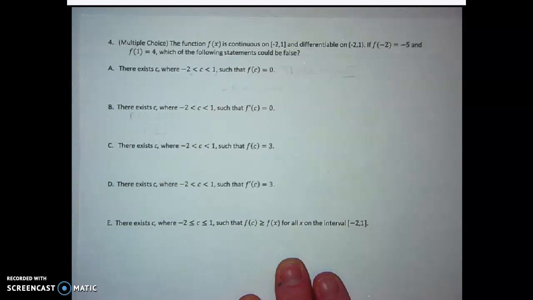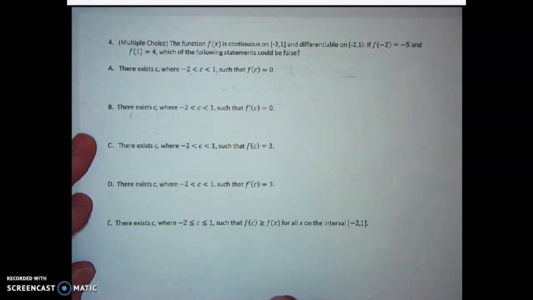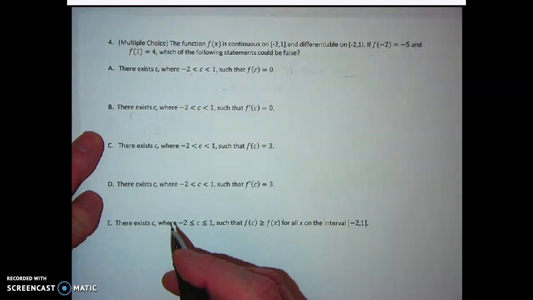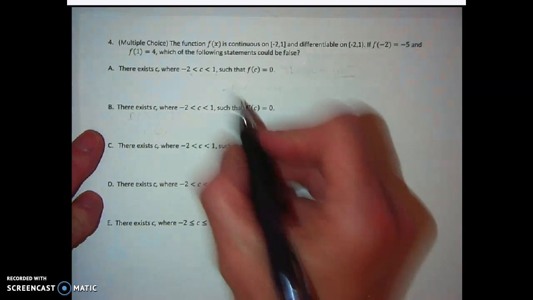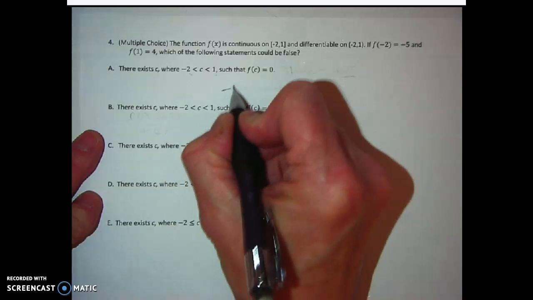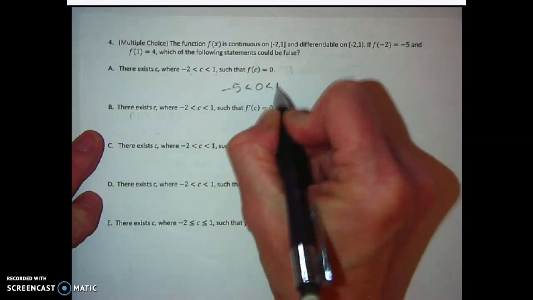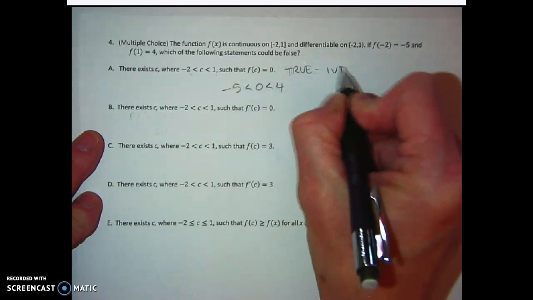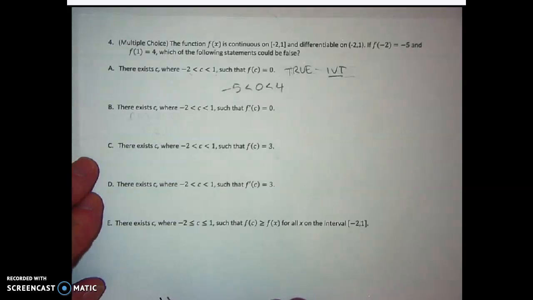Number 4, the function f of x is continuous on the closed interval -2 to 1 and differentiable on the same open interval. If f of -2 is -5 and f of 1 is 4, which of the following statements will be false? Let's prove instead which ones are true. A: There exists a c in that interval such that f of c is equal to 0. Well, since c is in that interval, and since 0 is also between their corresponding y values, this is true by the intermediate value theorem, which remember we learned back in chapter 2, I believe it was.